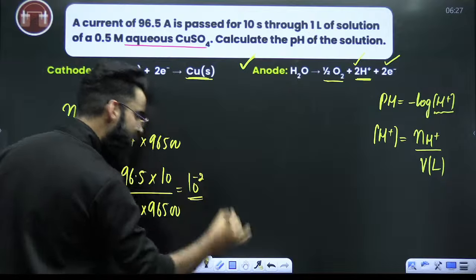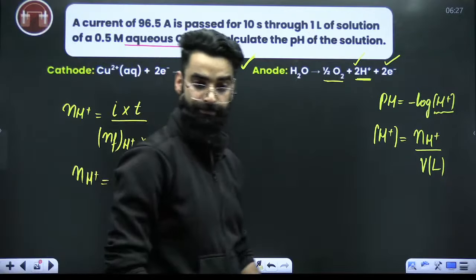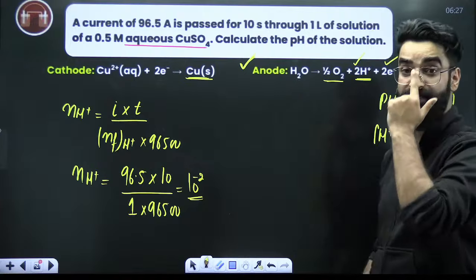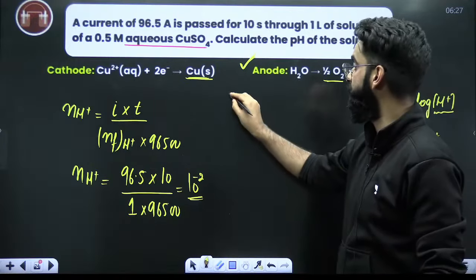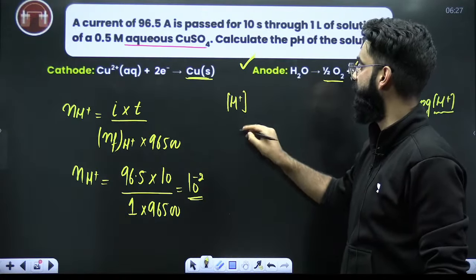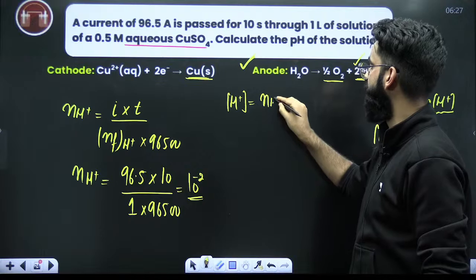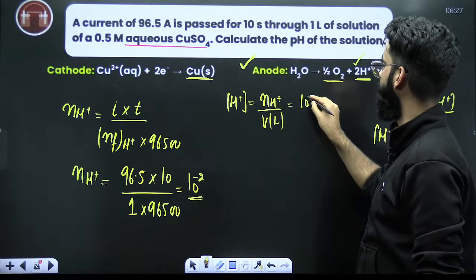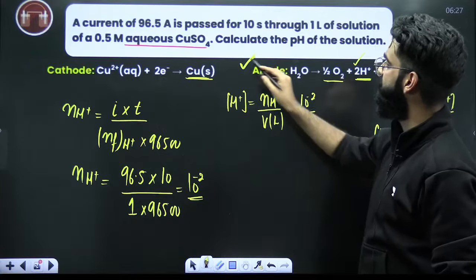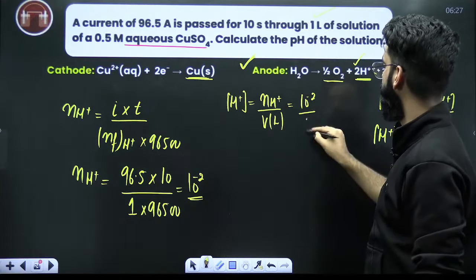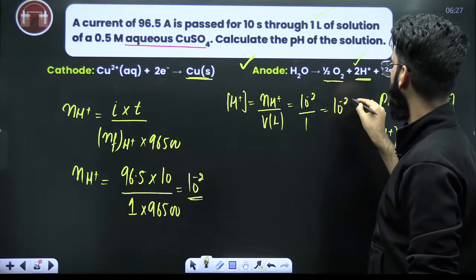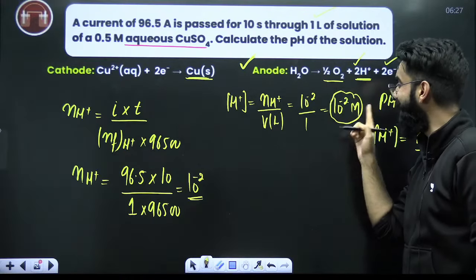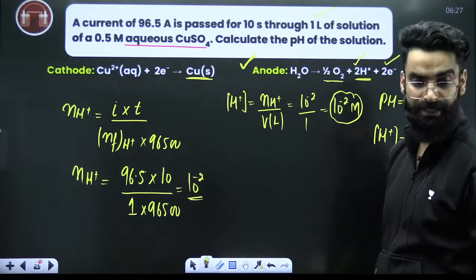So I'll say these many moles of H positive have gone into the solution. Once you get the moles of H positive, tell me what will be the concentration of H positive in the solution. Moles of H positive in the solution divided by volume of solution in liters. So it is 10 raised to minus 2 divided by, what is the volume of solution? That's 1 liter. So the value comes out to be 10 raised to minus 2 only. So 10 raised to minus 2 molar is the concentration of H positive in the solution.